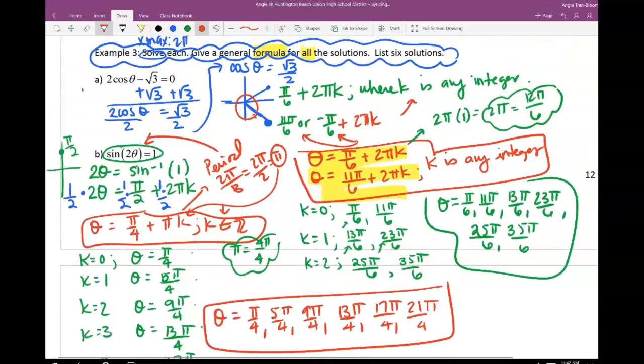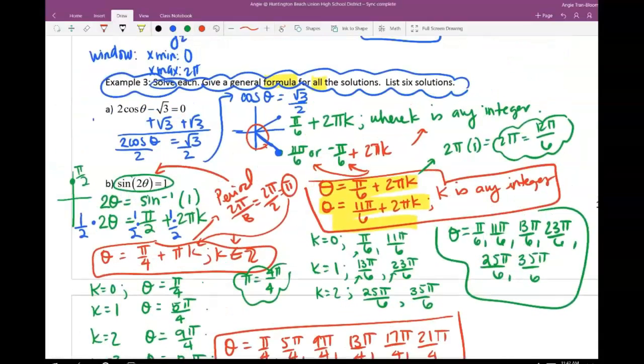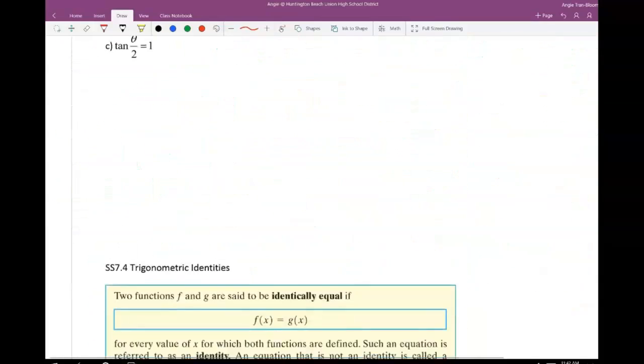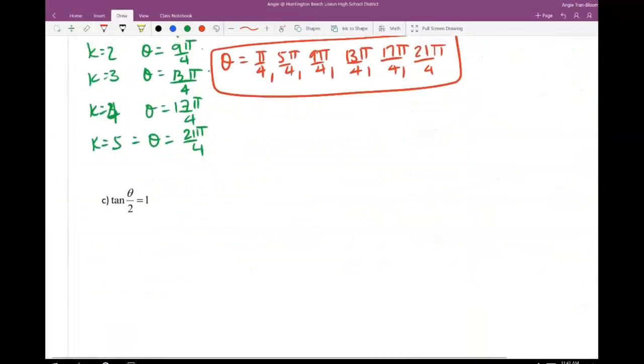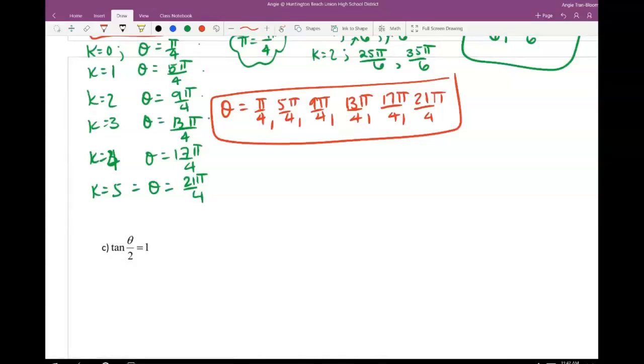Okay, so let's see. We did 2 problems already. One was involving cosine, one was involving sine, and now we're on the last one, which is tangent, okay? And anytime you feel like this video is going too fast, rewind, okay? Pause. That's the beautiful thing about videos. Okay, last one. Let's do it.